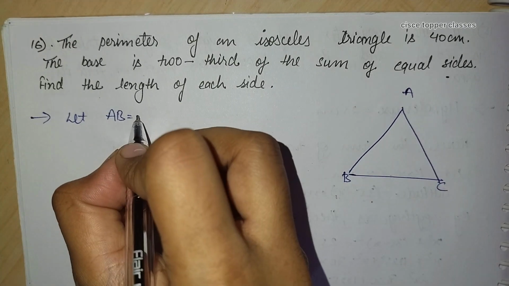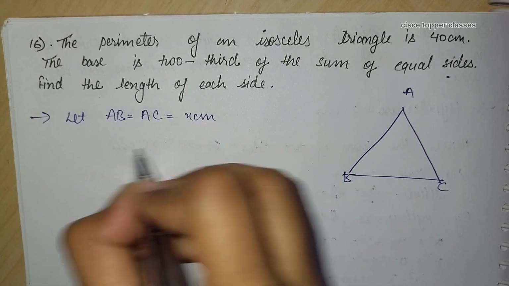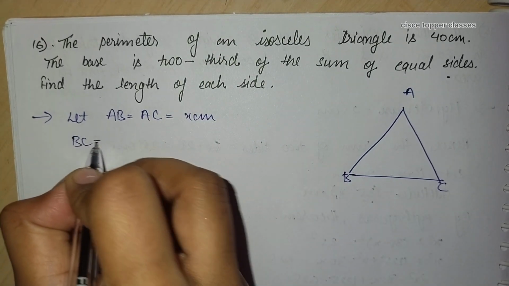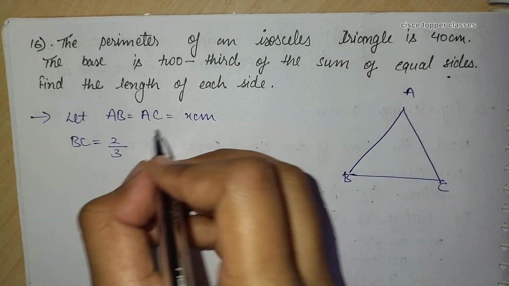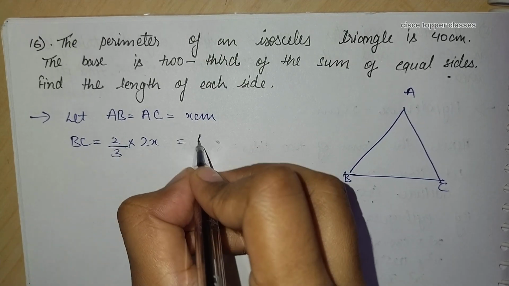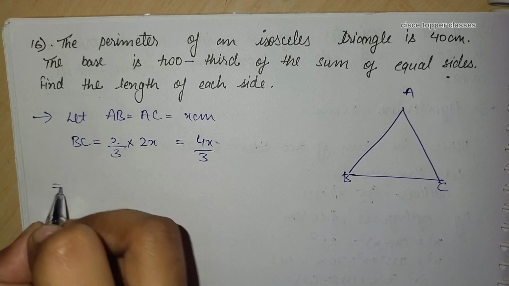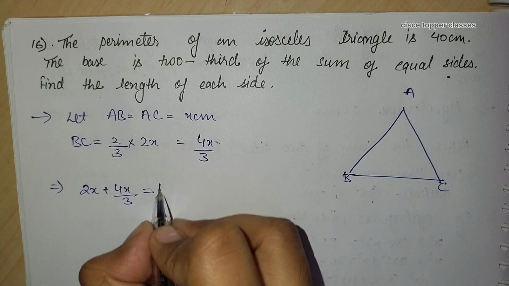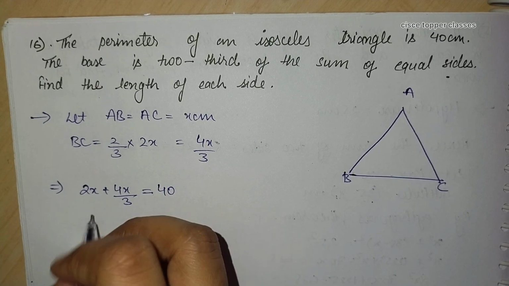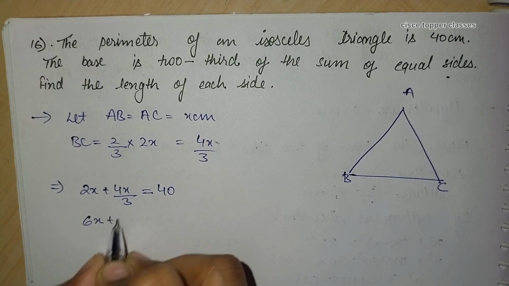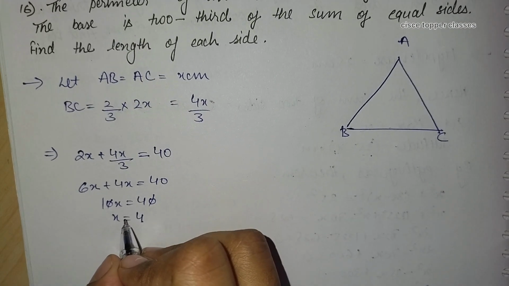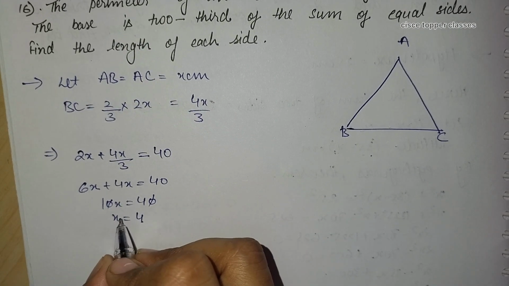ABC means AB is equal to AC, which is x centimeter, and the sum of all the sides is perimeter. Here it is given that the base BC is equal to 2/3 of the sum of the equal sides, means 2x, so this will be 4x by 3. The sum of all the sides will be the perimeter, which is given as 40 centimeter. From there we can find the value of x, means 6x plus 4x is equal to 40, 10x is equal to 40, and this will be x is equal to 4.